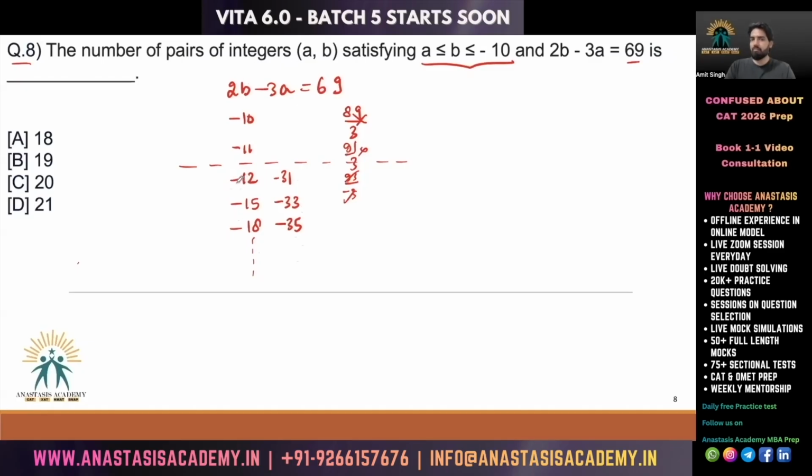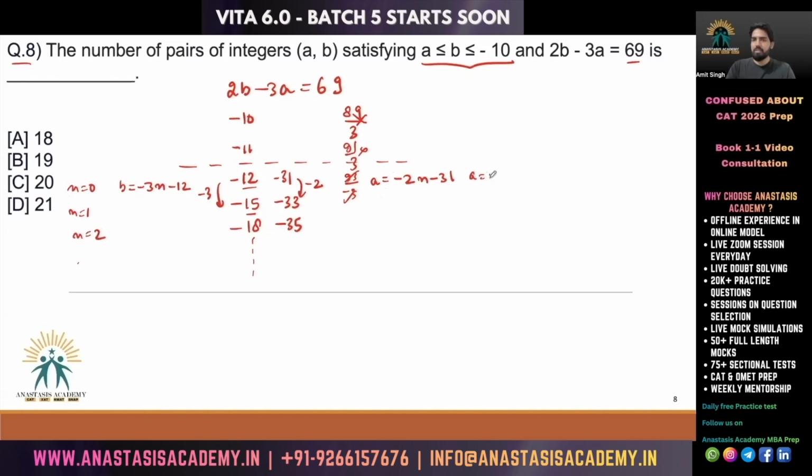Now, let me just write the general term for b. I know the common difference is -3 between these terms for b, and between these terms for a, the common difference is -2. So I can write the value of b as -3n minus 12, and I can write the value of a as -2n minus 31, because at n equal to 0, I am getting b as -12. At n equal to 1, I am getting b as -15. At n equal to 2, I am getting b as -18.